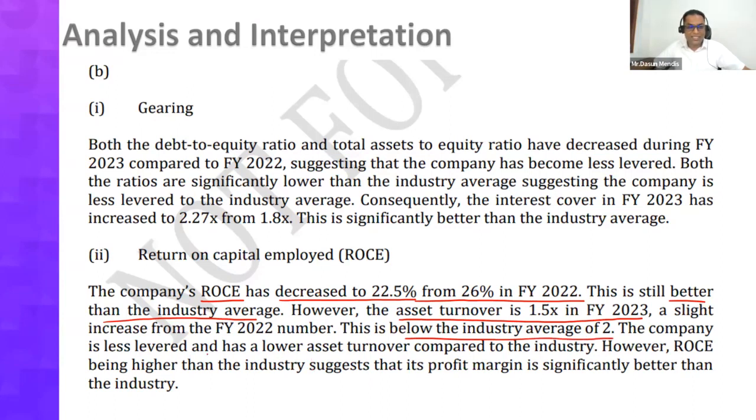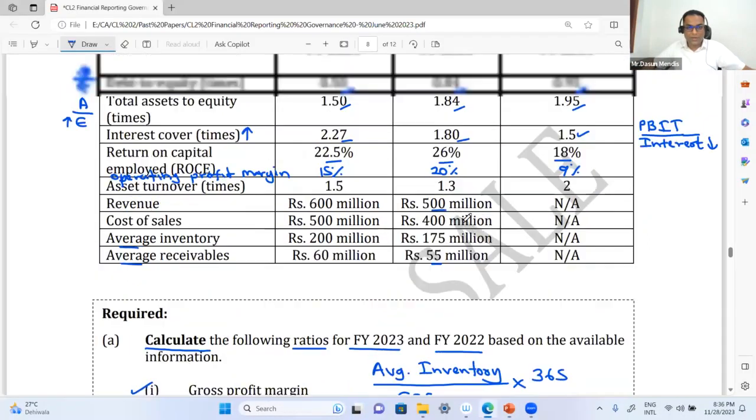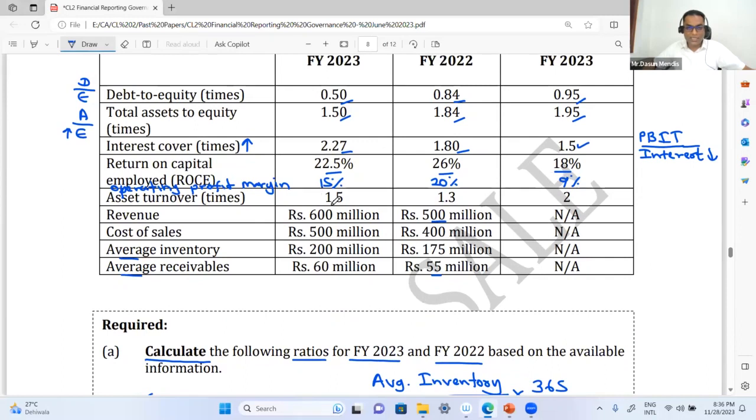Right? The company has lower asset turnover compared to the industry. However, ROCE being higher than the industry suggests that its profit margin is significantly better than the industry. So this is a very important point. Even though the company's asset turnover is less than the industry, look at the numbers, still the company is making a higher ROCE compared with the industry because my company's operating profit margin is very good.